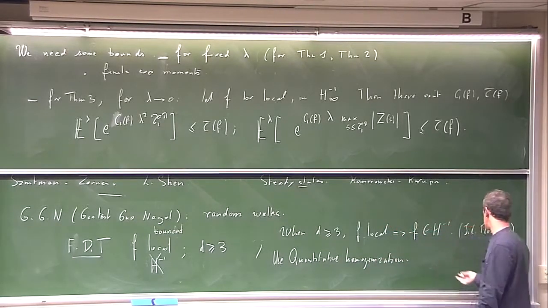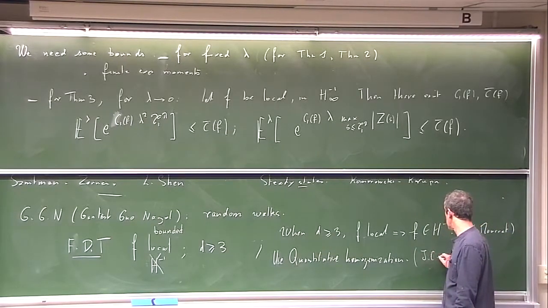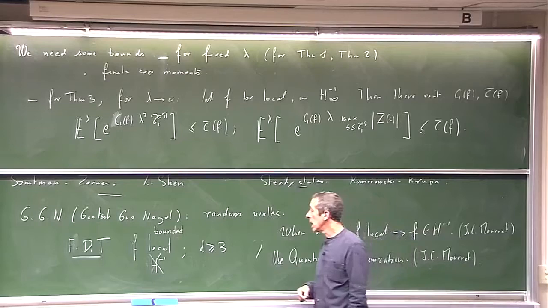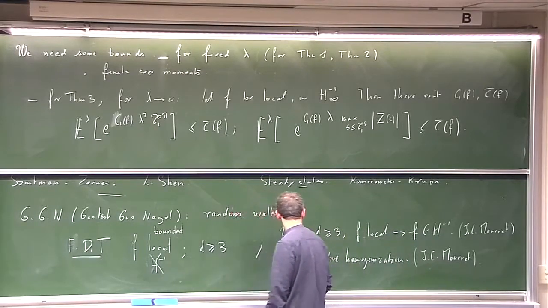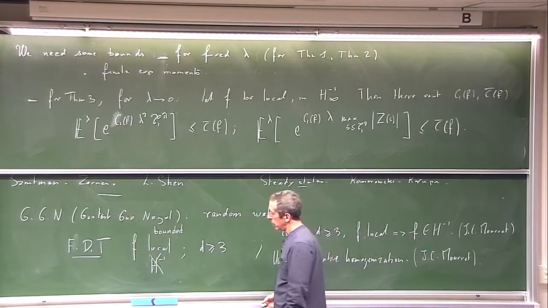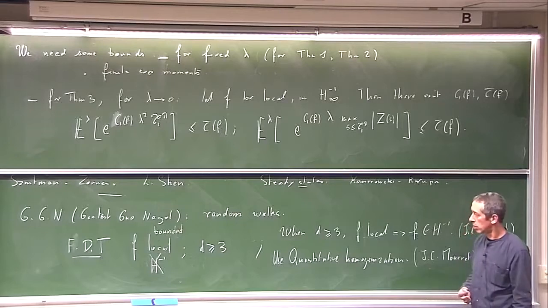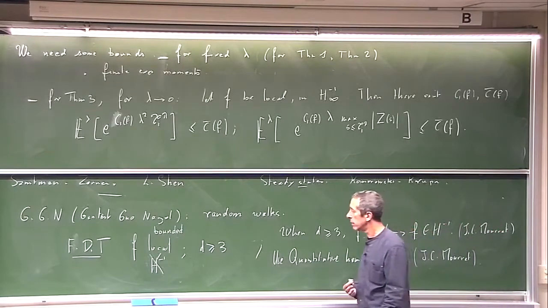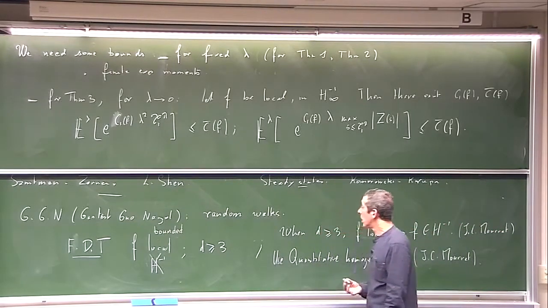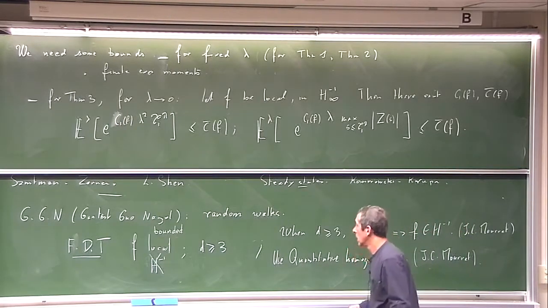So more precisely speaking, they could make the proof with results also from Jean-Christophe's thesis. Now there are many results in quantitative homogenization by many authors, and maybe they could be used in order to prove more quantitative statements than FDT. Why not? But this has not really been done yet.